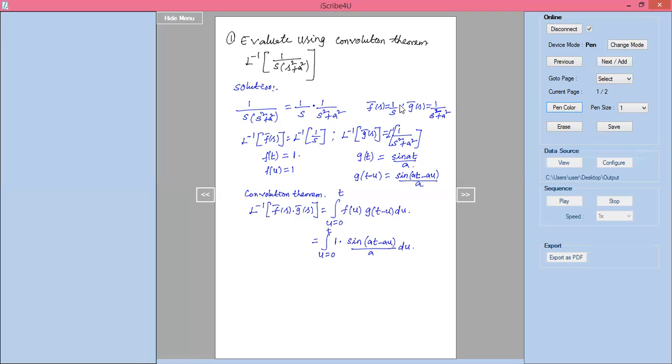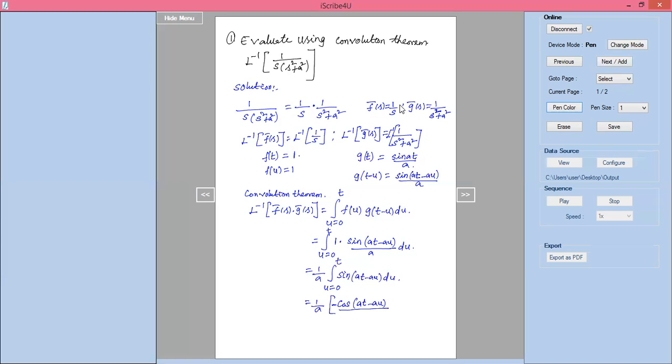Now I will take 1 by a outside. Then u equal to 0 to t, 1 into sin of a t minus a u into du. Integration of sin theta is minus cos theta. So here the integration of sin of a t minus a u is minus cos of a t minus a u divided by, already I told, integration of sin theta d theta is minus cos theta.